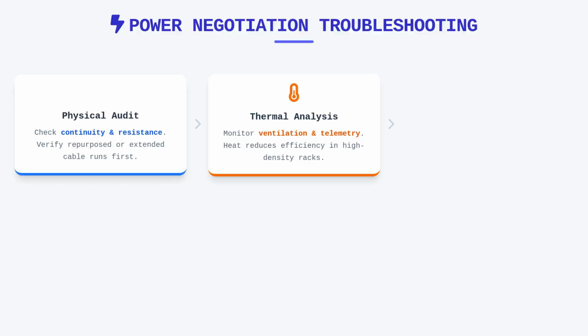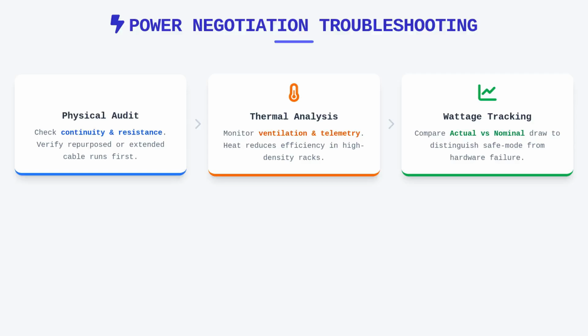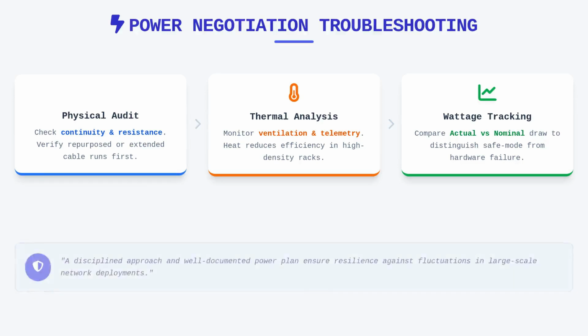You should always maintain a record of the actual wattage drawn by each device compared to the theoretical nominal value during system startup. This data is invaluable during root cause analysis, as it allows you to distinguish between an intentional safe mode shutdown and a faulty power supply component. By maintaining a clean, well-documented power plan, you ensure that the surveillance system remains resilient against the minor fluctuations and hazards inherent to large-scale network deployments.